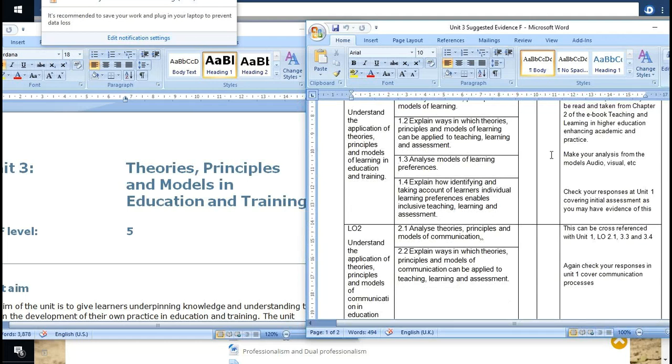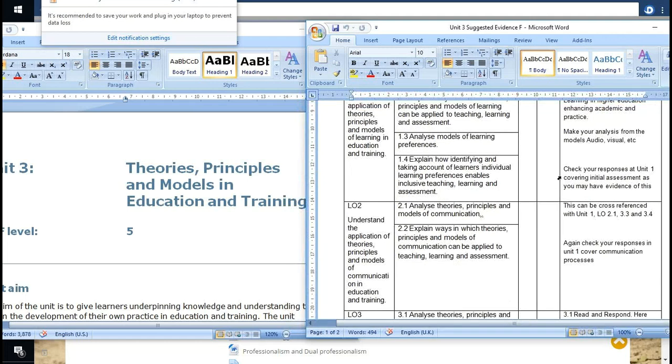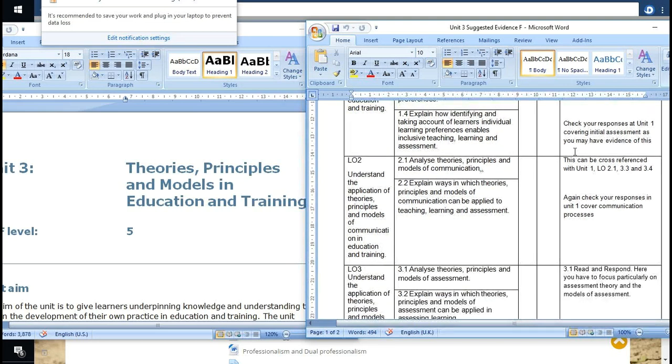Again, make your analysis from the models that you've looked at. And then again, check your responses in Unit 1, but covering initial assessment, you may have evidence of this. So it's explain how identifying and taking into account learners' individual learning preferences enables inclusive teaching and learning and assessment. So it's a short explanation really of why you need to do initial assessment and then form your ILP. But again, you'll have written some stuff at Unit 1 which will probably cover that as well.